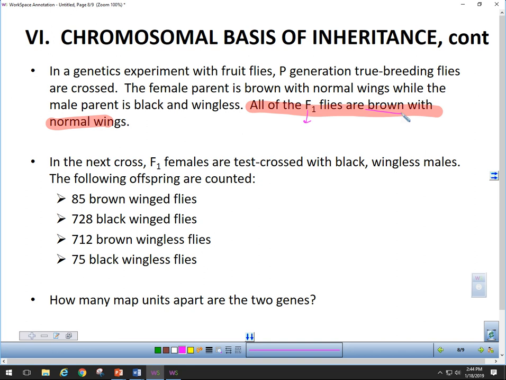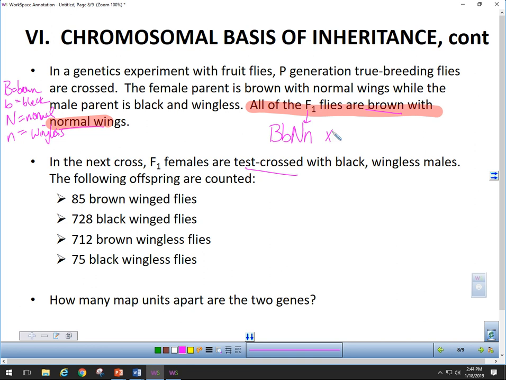So for my key, I'm just going to go capital B is brown. Little b is actually black. I'm going to do capital N is normal, that's my wild type, and then little n is wingless. Big N normal, little n wingless, big B brown, little b black. So F1 would look like this, big B, little b, big N, little n. All right, look what it says they're going to do. In the next cross, these F1 females are going to be test crossed. So we're going to cross that with a little b, little b, little n, little n.